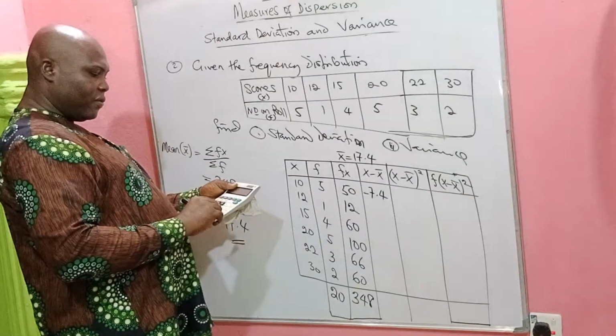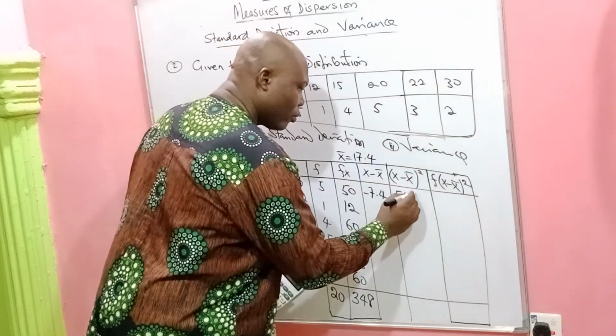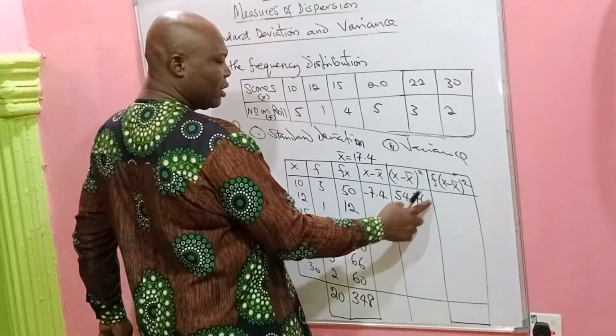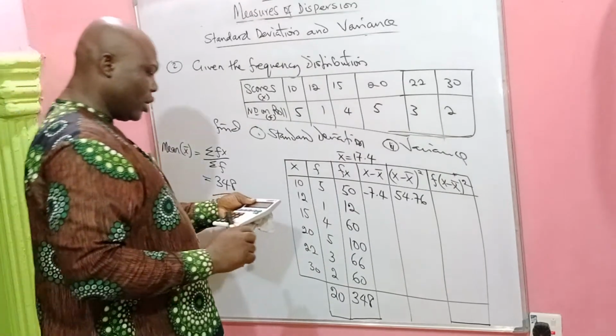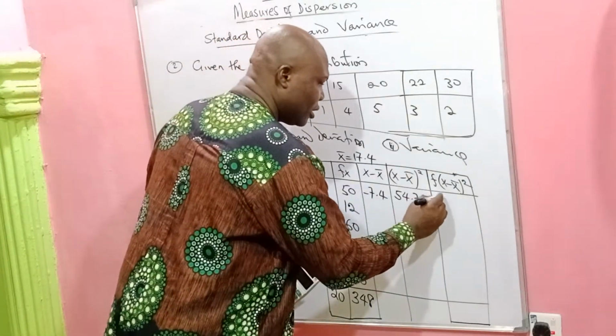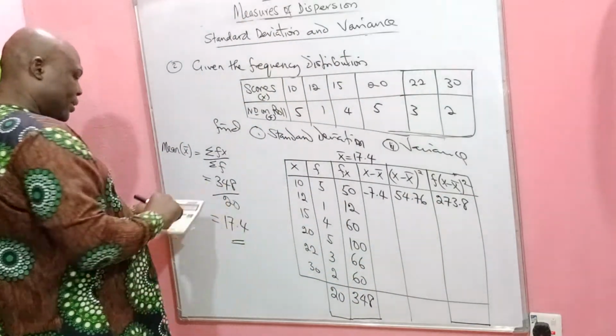You find the square of that, you square it, 54.76. And then after squaring, multiply by frequency, 5. So you times by the frequency, you have 273.8. So we are through with the first one, we take the next one, x is 12.